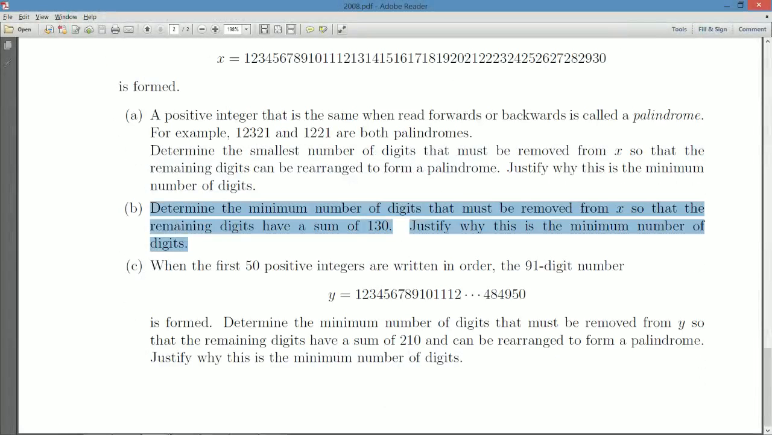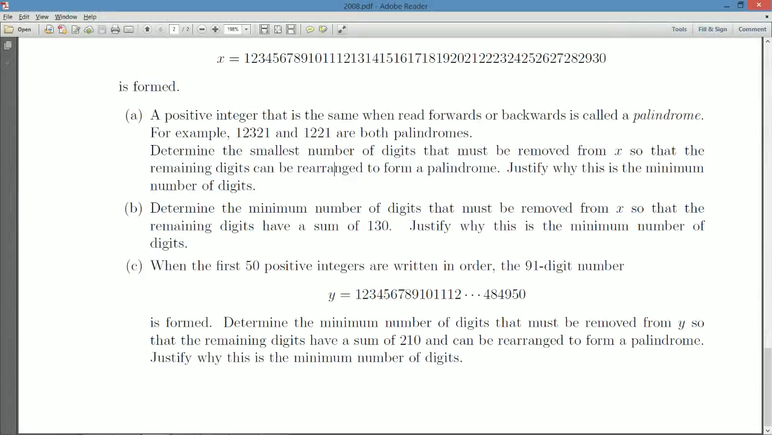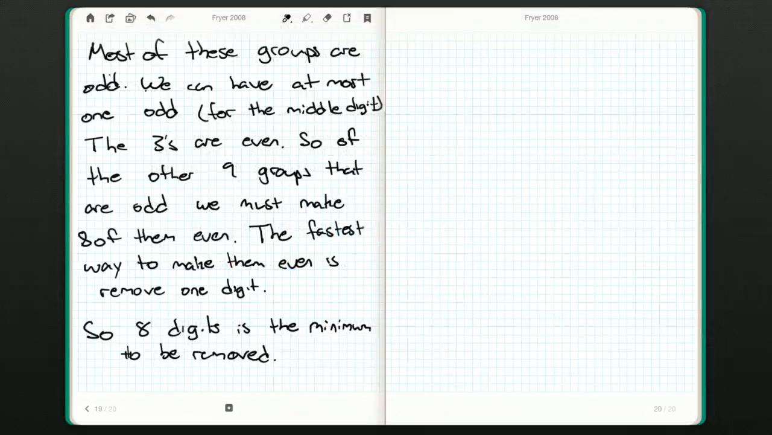Now, a little thing to note here, we're not talking about palindromes anymore. I believe that's in the next part of the question, in C part. So, we're just trying to get the remaining digits to have a sum of 130. So we're not rearranging them, we're not trying to count the number of ones and twos and odd groups or anything like that. We just want the sum of the remaining digits to be 130. Well, what's the sum that we have now? That'll tell us sort of how many and what sort of number we need to remove.